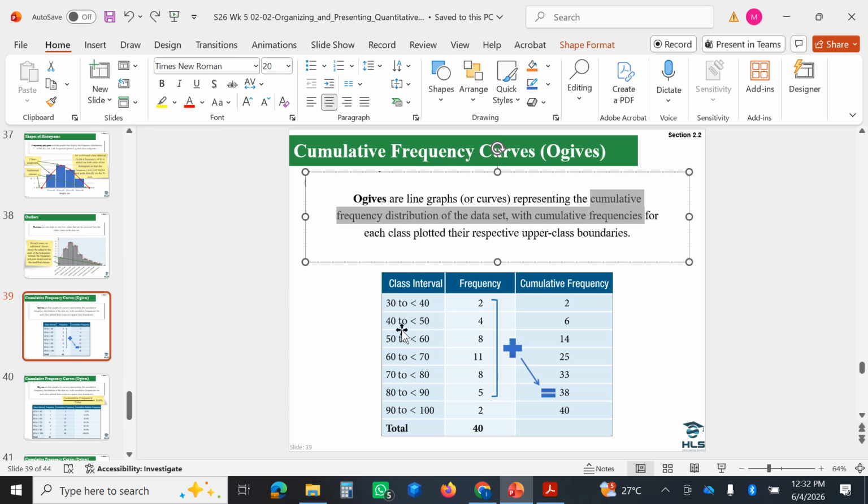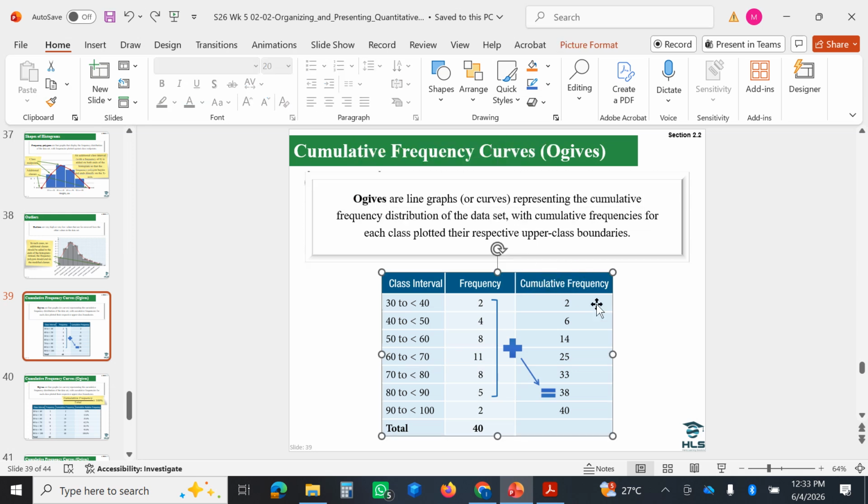Here I've got these class intervals here, 30 to under 40, 40 to under 50, 50 to under 60, and so on and so forth, right? And you'll see there that there is 2 individuals in this group, 4 here, 8, 11, 8, 5, 2, with a total of 40. Okay? What the cumulative frequency, and that's what you're going to use there for an ogive. You're going to use this cumulative frequency.